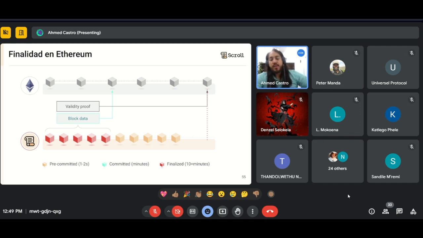And as you can see at the bottom, there are a couple of steps to reach finality. The first one is pre-committed, when the transaction gets accepted on layer 2 on Scroll, which takes 1 or 2 seconds. So you make a swap on Uniswap, and the tokens will show up in your wallet in just a couple of seconds. And then a transaction gets committed. When it gets committed, all the data from the transaction is stored on Ethereum, and this takes a couple of minutes. And then it gets finalized 10 or 15 minutes later, when the ZK proofs have been generated and verified.